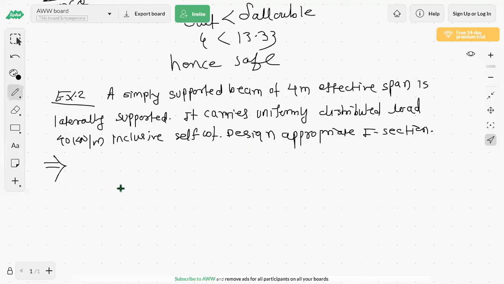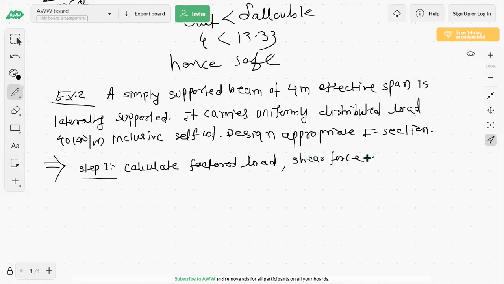Okay, follow the procedure. Okay, step 1. What is step 1? Calculate factored load, shear force and bending moment.